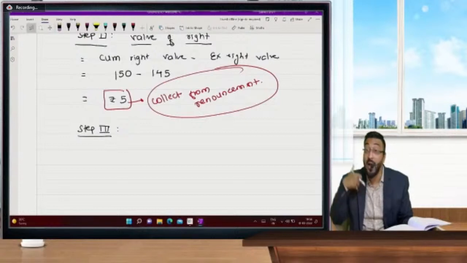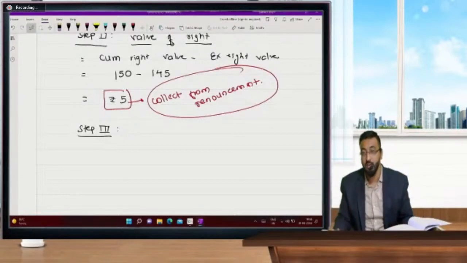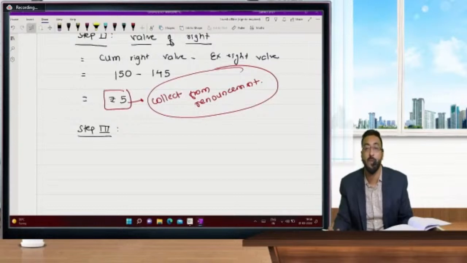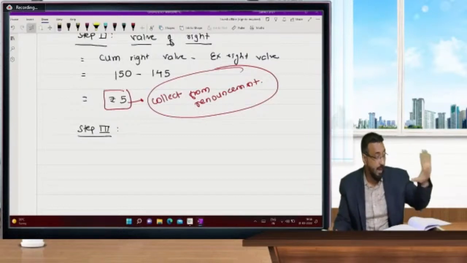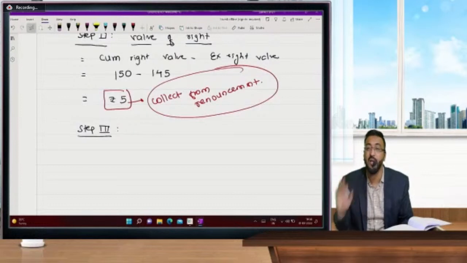If I subscribe to it, it doesn't matter, because it is with me only. But when I renounce it, that's why I explained the concept of renouncement to you. The minimum amount that you collect from your friend or that investor is rupees 5, otherwise you will be in loss. You can take more than that. This is the minimum right price you have to decide. Now you got the concept.